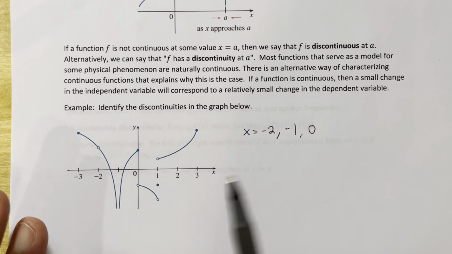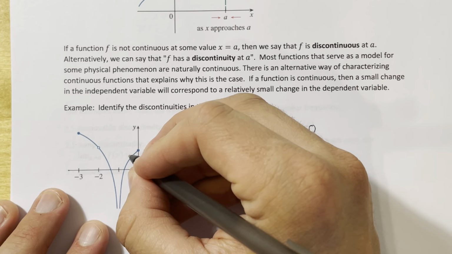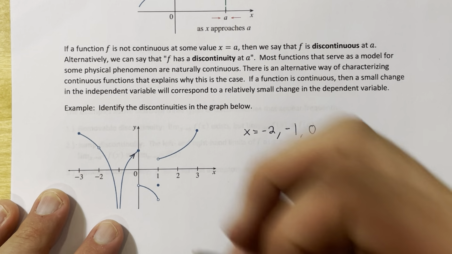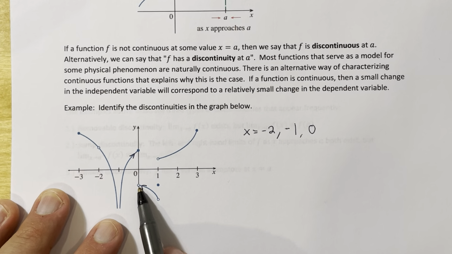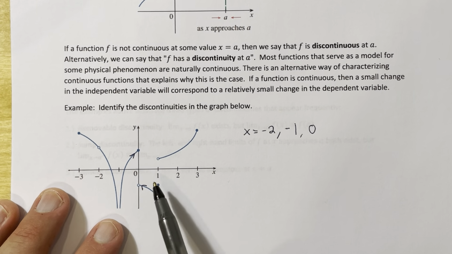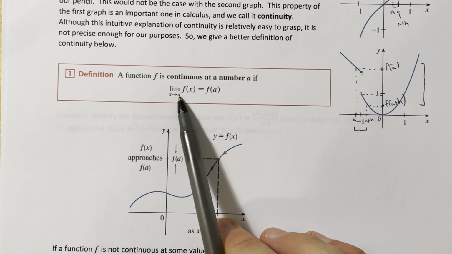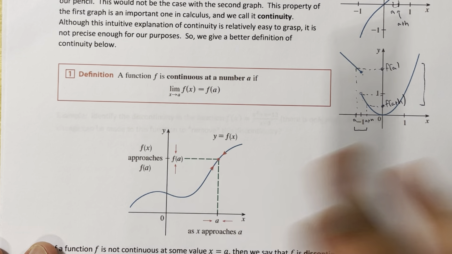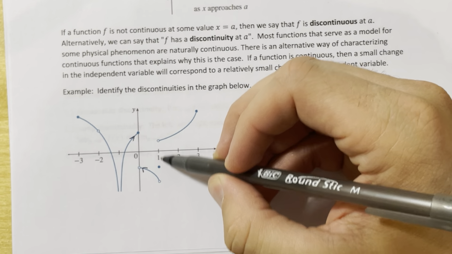But the limit as x approaches 0 does not exist because in my limit, as I approach from the left, we're going towards this positive value, but as I approach 0 from the right, we're approaching this negative value. So my left and right-hand limits do not agree with each other, which means the limit doesn't exist there. That means that the left-hand side of this defining equation here for continuity doesn't exist, and so we don't have continuity there.